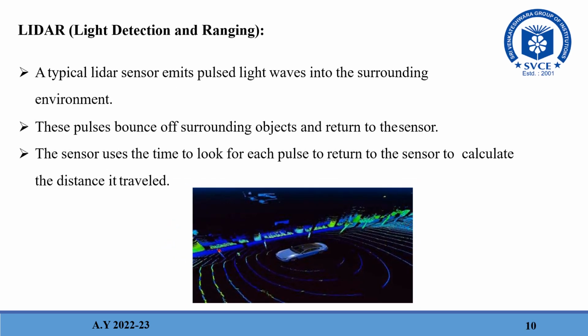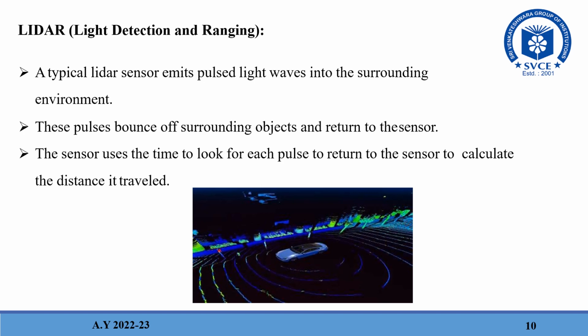After radar, let's come to LiDAR. It is also called light detection and ranging. A typical LiDAR sensor emits pulsed light waves into the surrounding environment. These pulses bounce off surrounding objects and return to the sensor. The sensor uses the time it takes for each pulse to return to calculate the distance traveled.